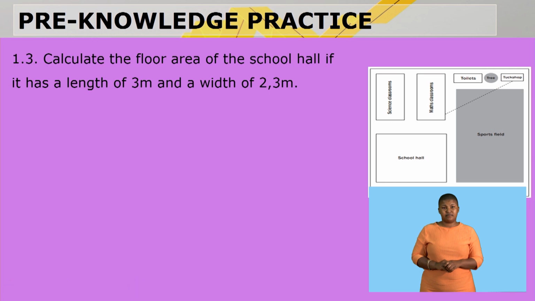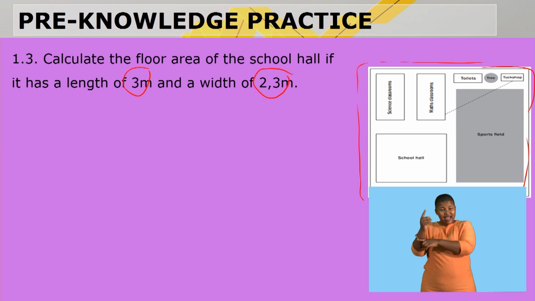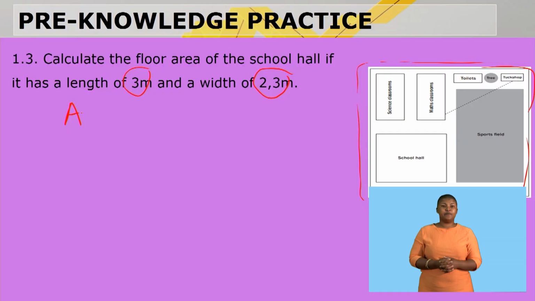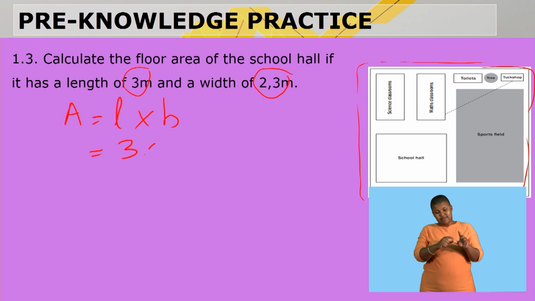And the last one, calculate the floor area of the school hall if it has a length of 3 meters and a width of 2,3 meters. So now we're not working on the map anymore. We are working in reality, in real life, and therefore there's no conversion needed. Now, the area is length times width or breadth, and that is 3 times 2,3, and that gives us 6,9 meters squared. Please guys, always remember to add your unit in your final answer. Sometimes they do penalize for the unit, so please make sure that your unit is always there.